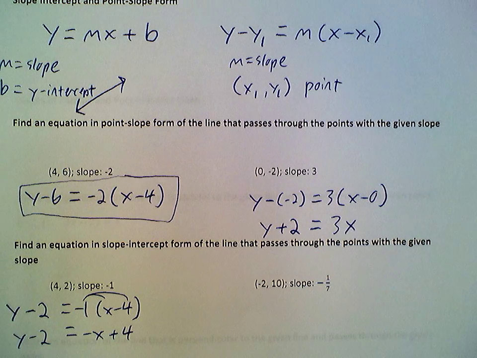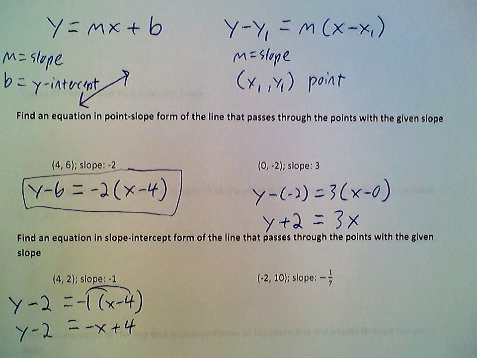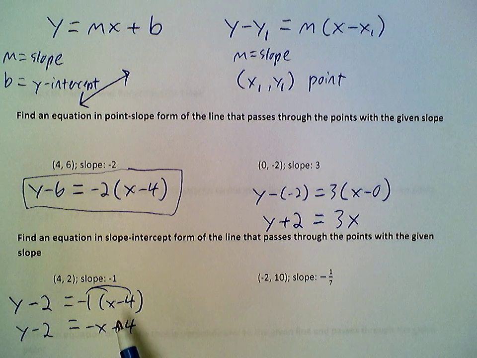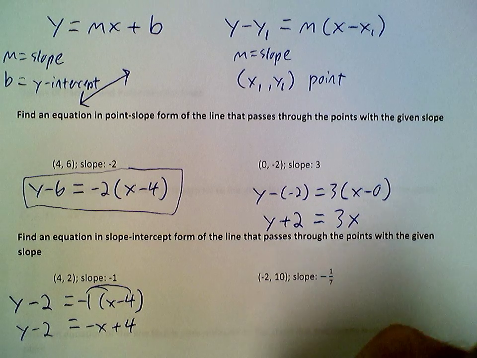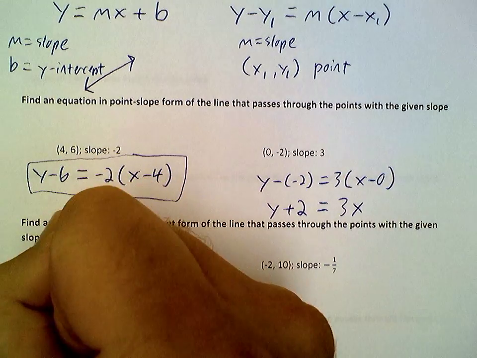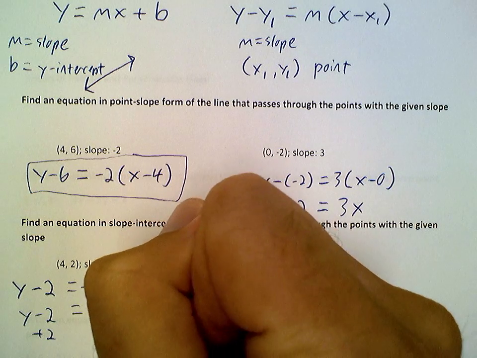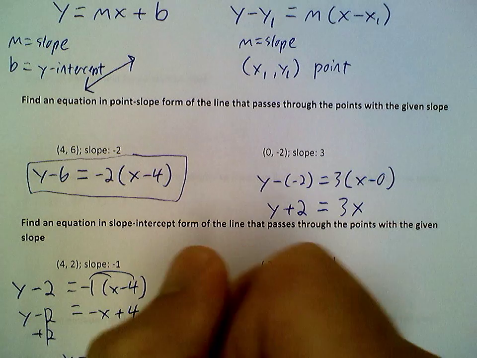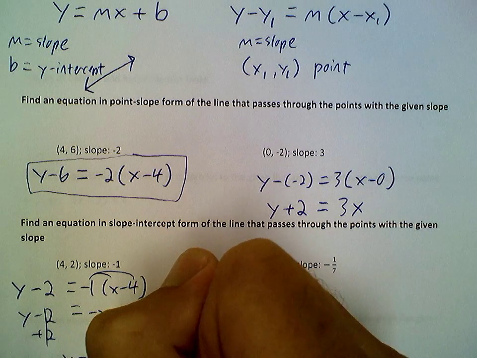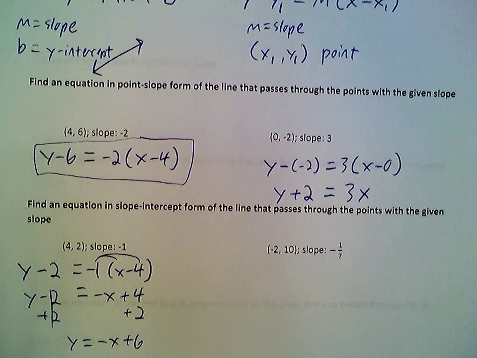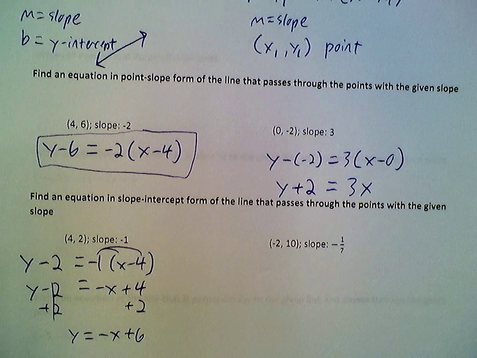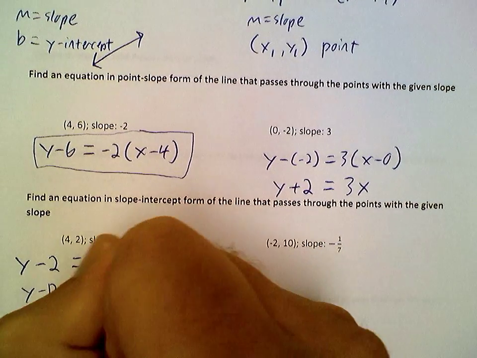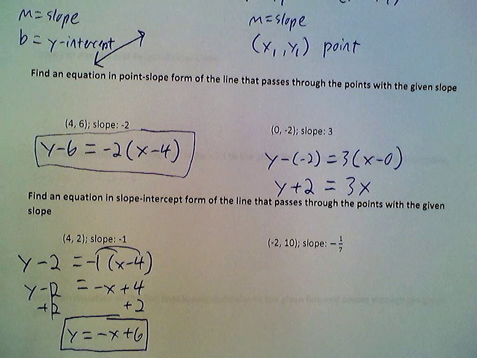and on the left side I still have y minus 2. Then all I've got to do to get this y by itself is to add 2 to both sides. So plus 2 over here, plus 2 over here, cancels out. I get y equals negative x plus 6. So y equals negative x plus 6, and I am done. I am now in slope-intercept form. So the slope is negative 1, and the y-intercept is 6.